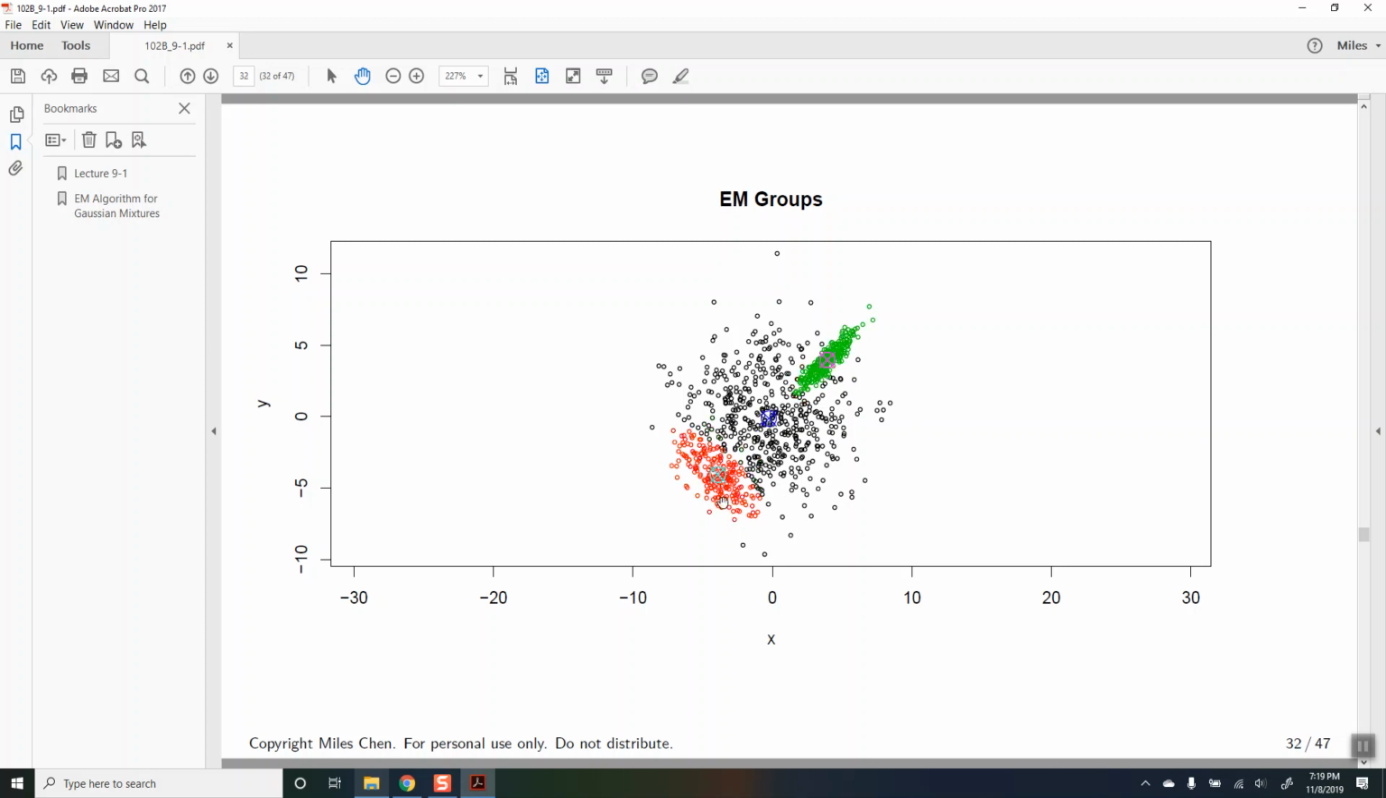Basically everything here has a higher probability of being in the red, even though it's truly a mix of this cluster and this cluster. But the EM just says everything in here basically has a higher probability of being in one or the other.